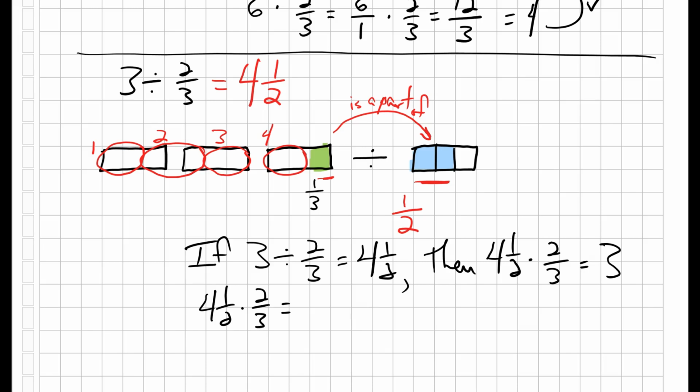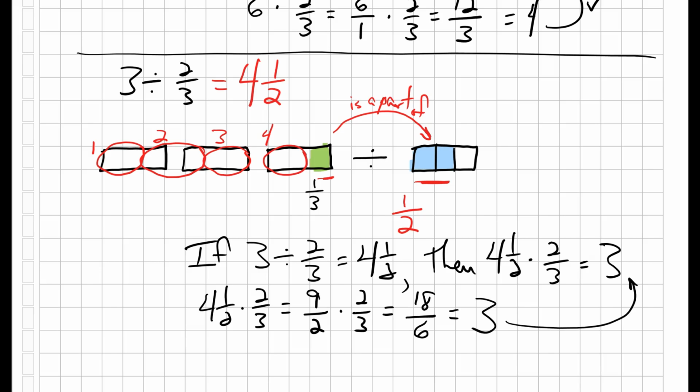equals, so let me write 4.5 as an improper fraction. So 2 times 4 is 8, plus 1 is 9. So that's 9/2 times 2/3. And if I multiply my numerators, 9 times 2 is 18. Multiply my denominators, 2 times 3 is 6. And 18 divided by 6 is 3. So my division is correct.